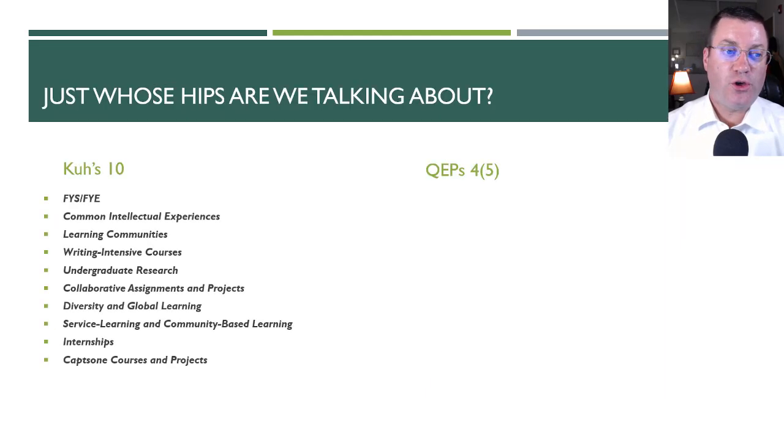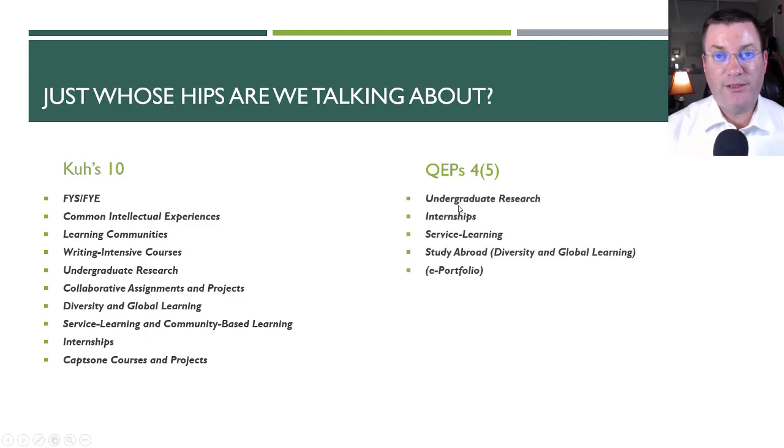Now, originally, Kuh labeled 10 high-impact practices. First-year seminar or first-year experience, common intellectual experiences, that's where the entire freshman class maybe reads the same book, learning communities, writing intensive courses, undergraduate research, collaborative assignments and projects, diversity and global learning, service learning and community-based learning, internships, and capstone courses and projects. Now, out of those 10, we have chosen 4: undergraduate research, internship, service learning, and study abroad.